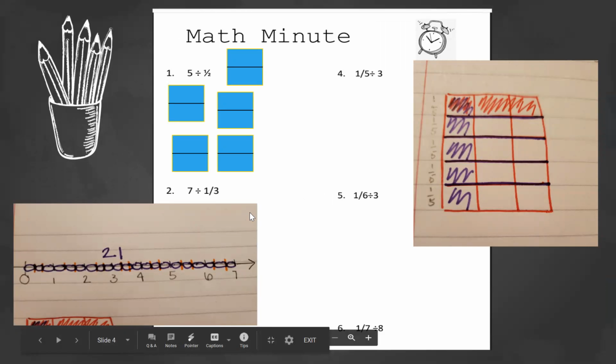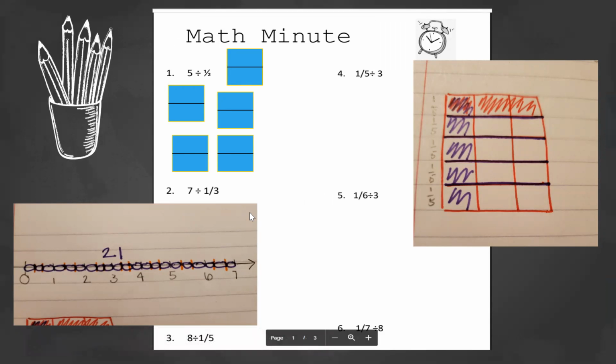Okay, so for the first one, it says 5 divided by 1/2. Can anyone explain their strategy to me? And Julie might say, I drew 5 rectangles or 5 squares and I divided them in half. And I see that there are 10 1/2 pieces in the 5 wholes. And she might explain that 5 divided by 1/2 really means how many 1/2 size pieces are in 5. And she would then say 10 for her answer.